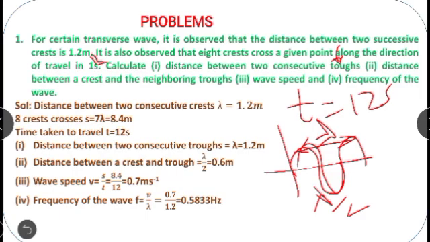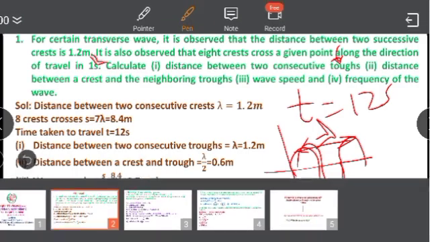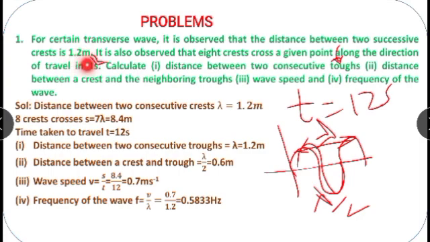Distance between two consecutive crests, lambda is equal to 1.2 meter, which is given. So here lambda is given, and 8 crests cross means we have to measure the distance. 8 crests means we have to subtract 1 from this 8, that is 7. Why do we consider 7? Because they have mentioned the distance between two consecutive crests, so 7 we have to assume.